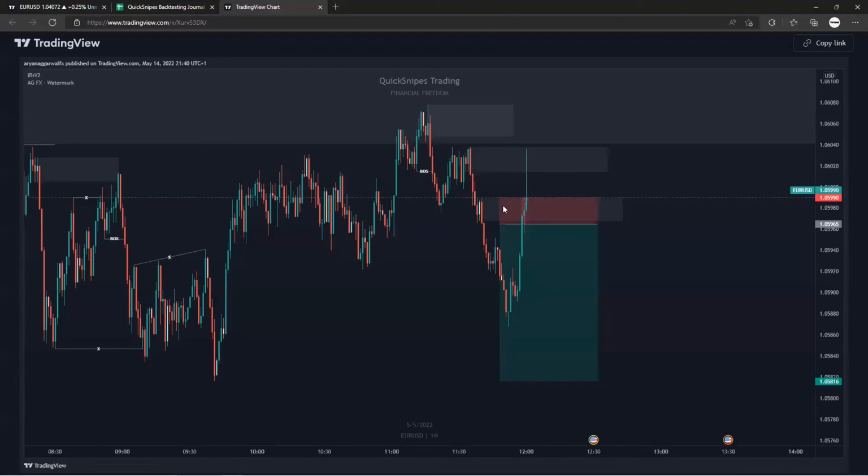Like for example, this one, it just spiked through. Again, there was no inducement here. However, this area acted as an inducement, and so did this as a liquidity grab, and then we grabbed into that, and that we essentially took that trade.